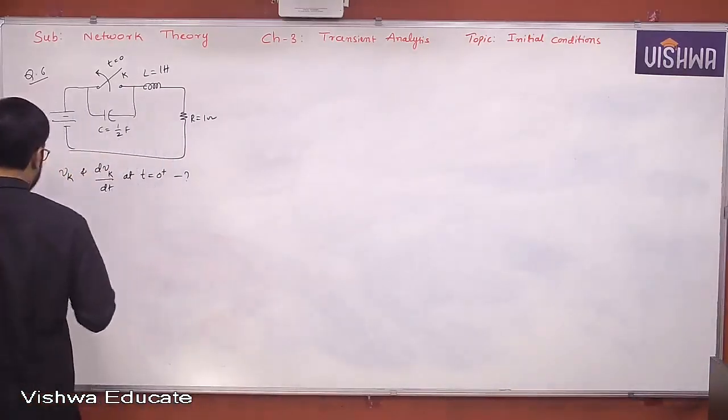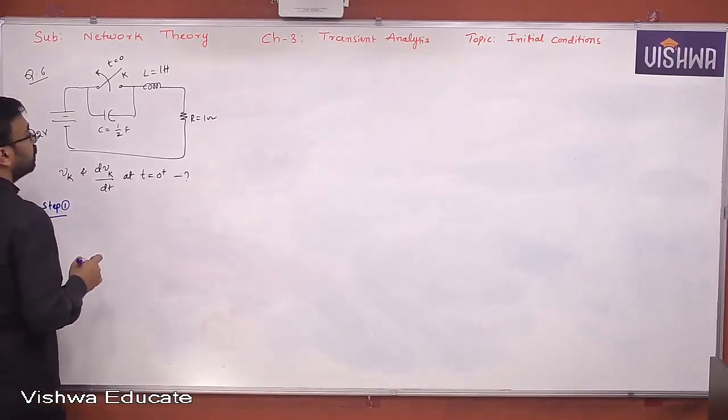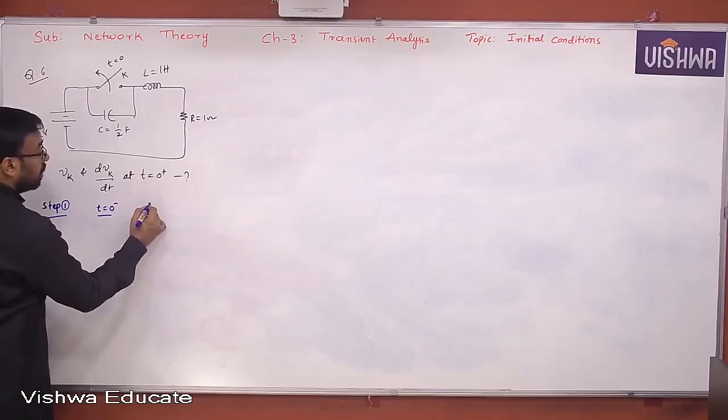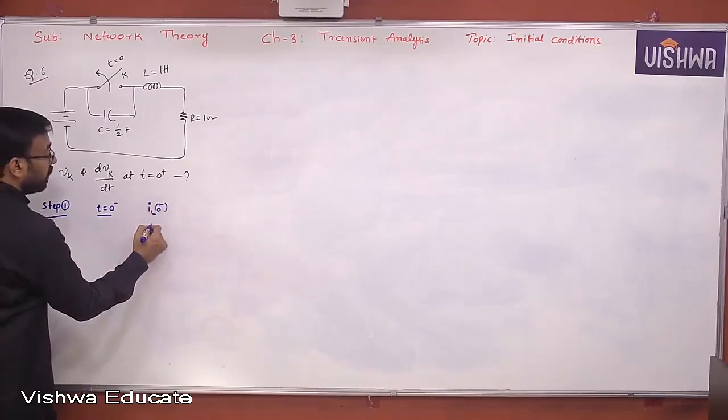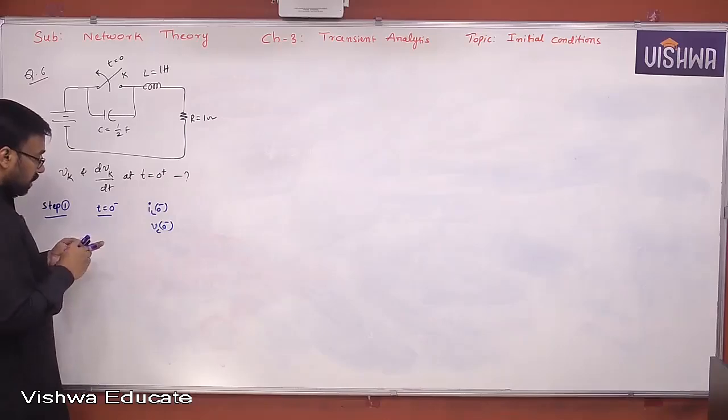Step 1. What is step 1? Construct t equal to 0 minus equivalent and find IL of 0 minus and VC of 0 minus. Understand all of you? Okay. So let's do that.